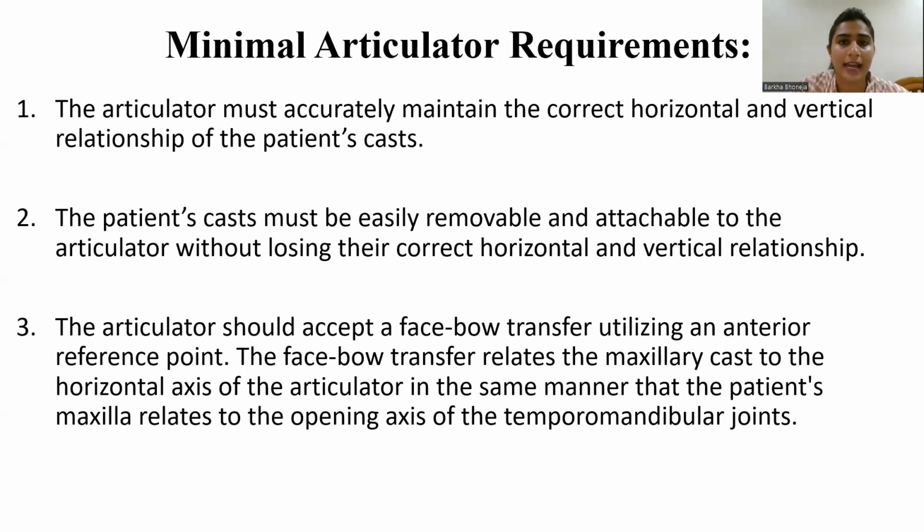The articulator must accurately maintain the correct horizontal relationship of the patient's cast. Now, this is basically a simulation. The simulation may only work when you copy and paste in the right direction and you copy the right file. So once you copy the correct horizontal relationship of the patient's cast and move it into the articulator, only then will the articulator function like what is in the mouth. The patient's cast must be easily removable and attachable to the articulator without losing the correct horizontal and vertical relations.